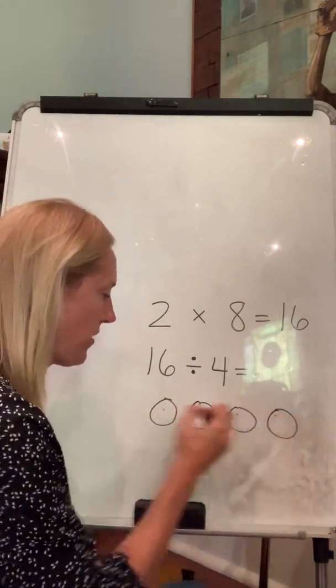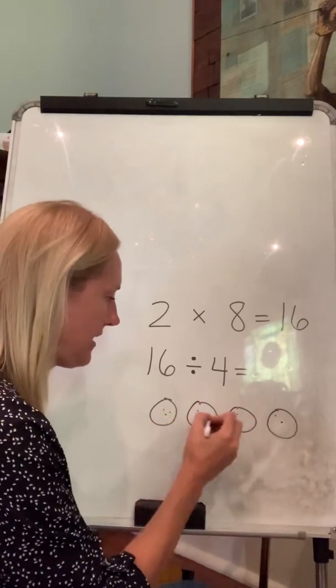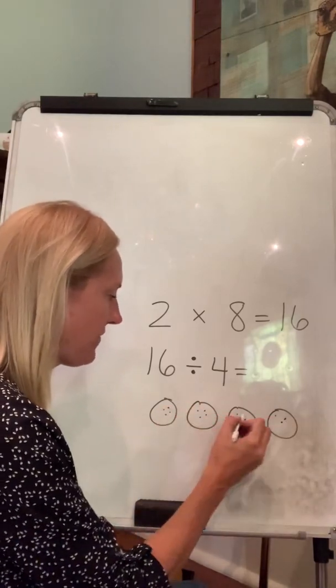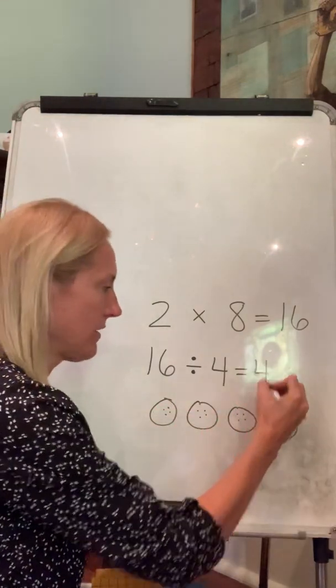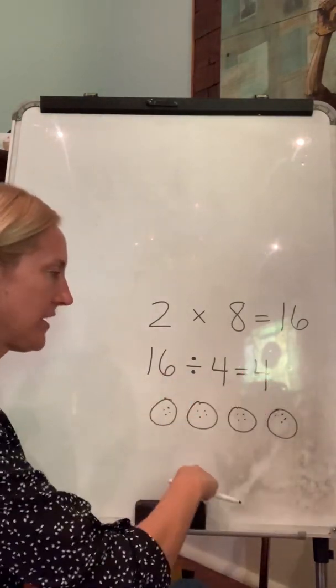1, 2, 3, 4, 5, 6, 7, 8, 9, 10, 11, 12, 13, 14, 15, 16. How many did each person get? 4. 16 divided by 4 is 4.